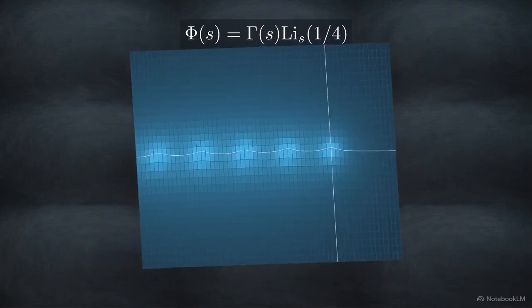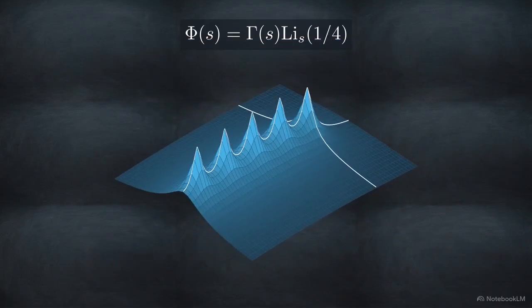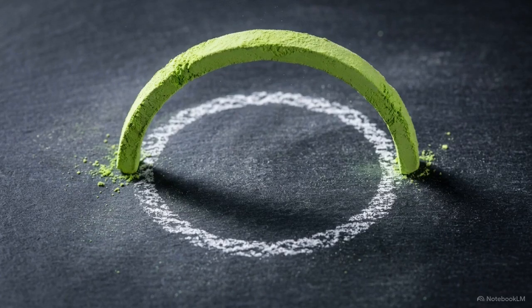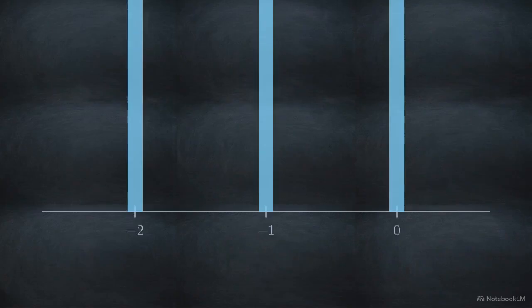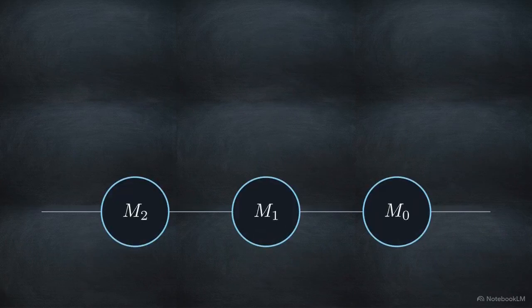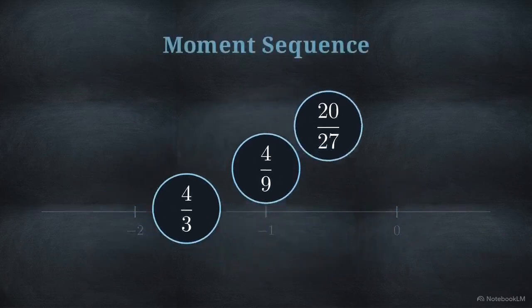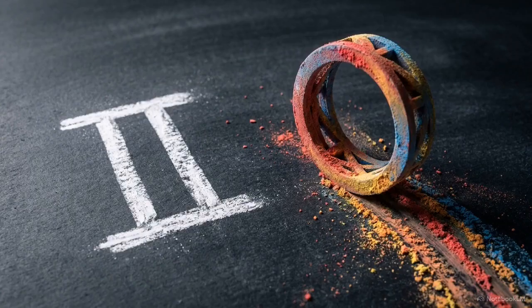function. This 3D topographical map charts the resulting meromorphic function, Γ(s) times the Lerch transcendent of 1/4 across the complex s-plane. The surface is smooth, except for simple poles that strike upward exactly at the non-positive integers, 0, −1, −2. This spectral continuation bypasses the unit circle boundary because the exact residues extracted from these poles perfectly reconstruct our original moment sequence.